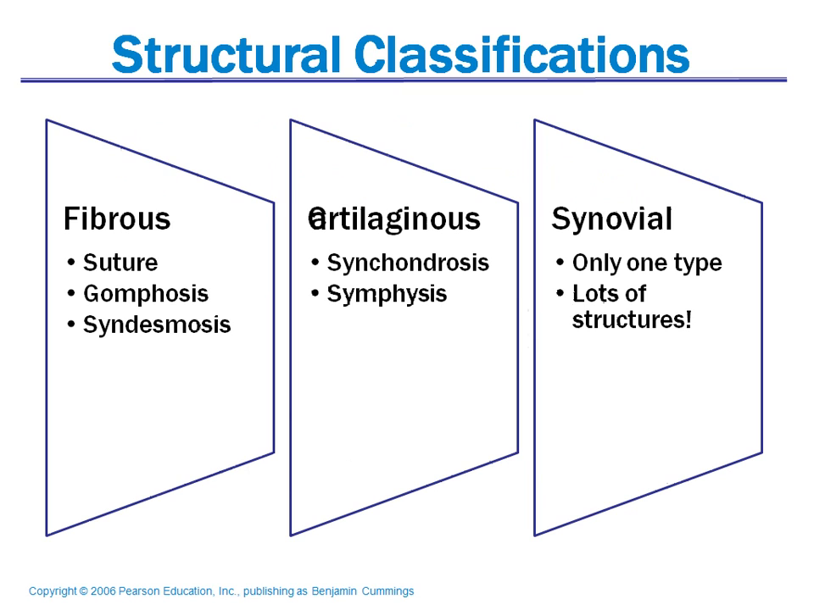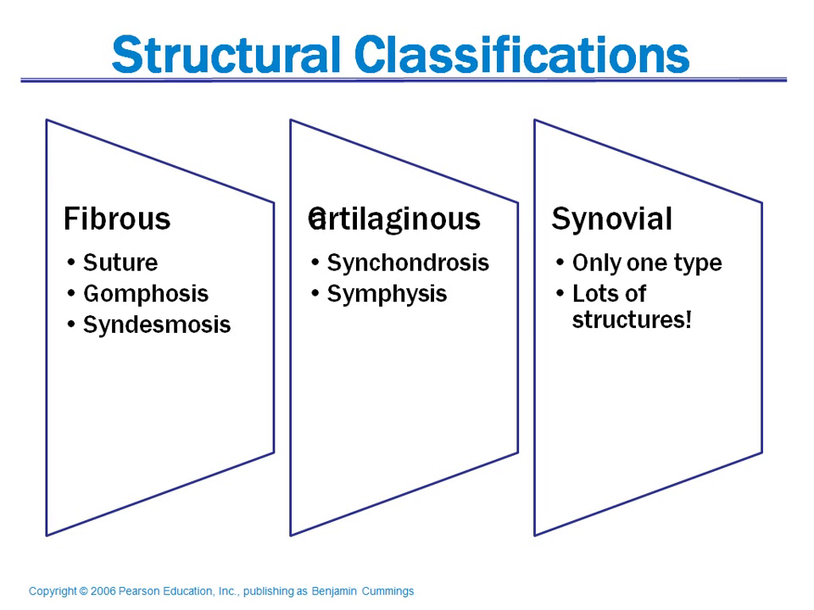With structural classifications, we found that there's three categories: fibrous, cartilaginous, and synovial. If the tissue between the bones in this joint is of a fibrous connective tissue nature, then it's obviously a fibrous joint. If the tissue between the two articular surfaces is cartilage, it's a cartilaginous joint. And if there's a fluid-filled space between the articular surfaces, that's synovial.